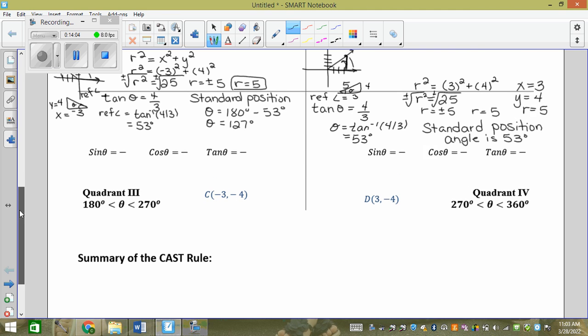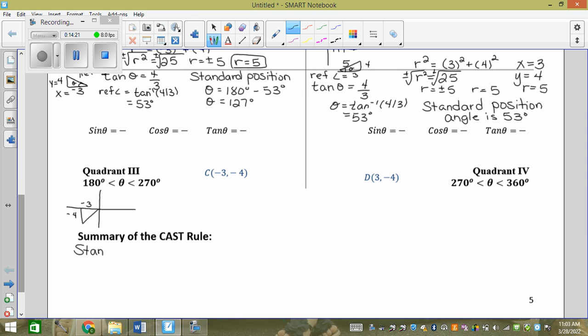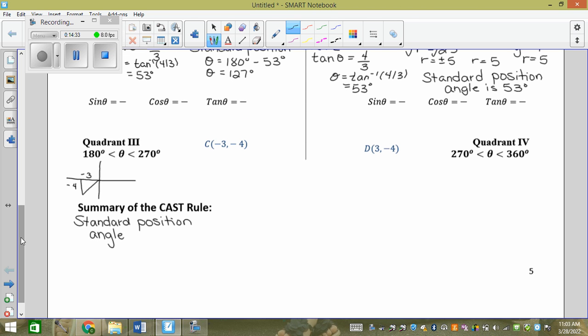So this one is in quadrant 3. We know it has a reference angle of 53. We also know it has a coordinate of negative 3, negative 4. How do I find my standard position angle in quadrant 3, if I have the reference angle? Anyone remember? How do I get it from here to here? Yeah, 180 degrees plus 53, which is 233.